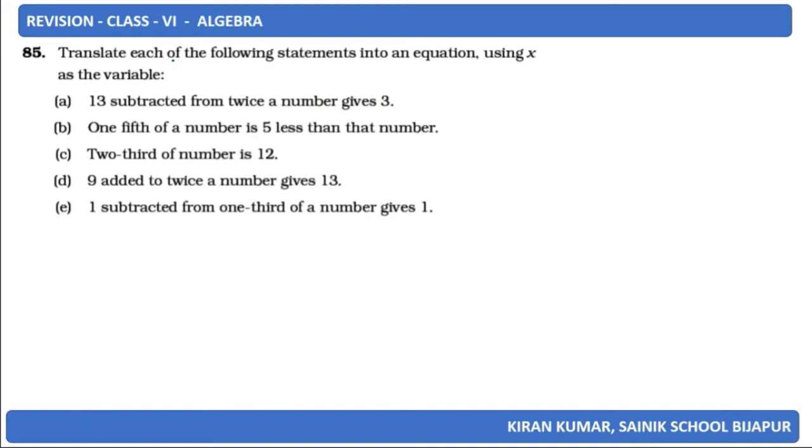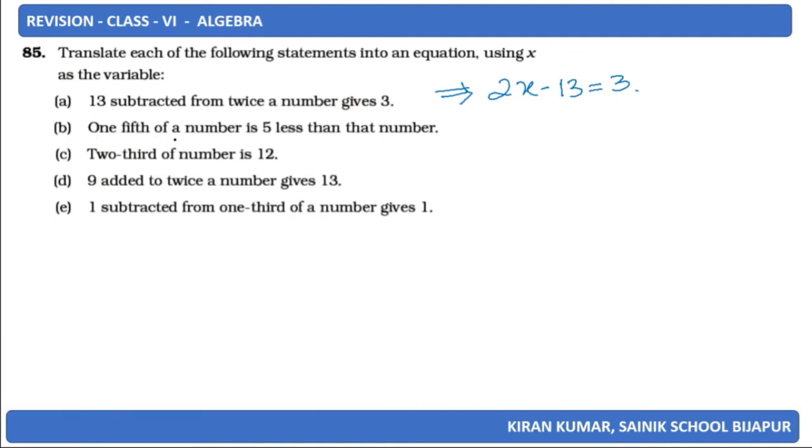Question 85. Translate each of the following statements into an equation using x as a variable. In that first one, 13 subtracted from twice a number gives 3. If you're taking x to be the number, twice the number is 2x and 13 is subtracted from twice the number, so it is 2x minus 13 equal to 3. This is the equation representing the first statement. Let me change the color.